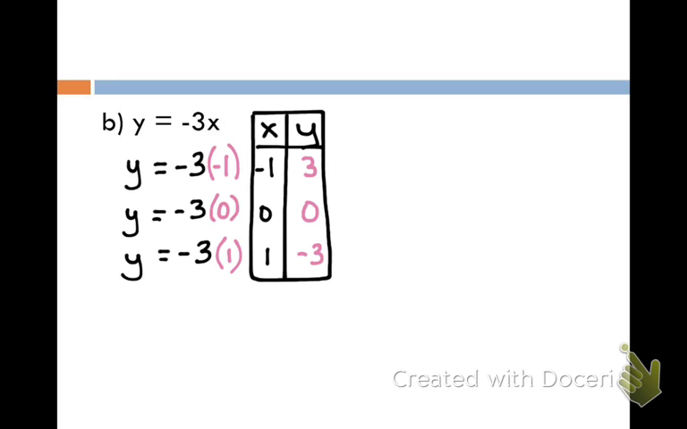From that input-output table, I am able to get my ordered pair. What's the first ordered pair that we have there? -1 and 3. Okay, remember your X always comes first and your Y is second. Michael, what's the next one? 0 and 0. Katie, what's the next one? 1 and 3. Okay, so now I have my ordered pair, and this shows me these are the 3 points that I'm going to plot on my graph.